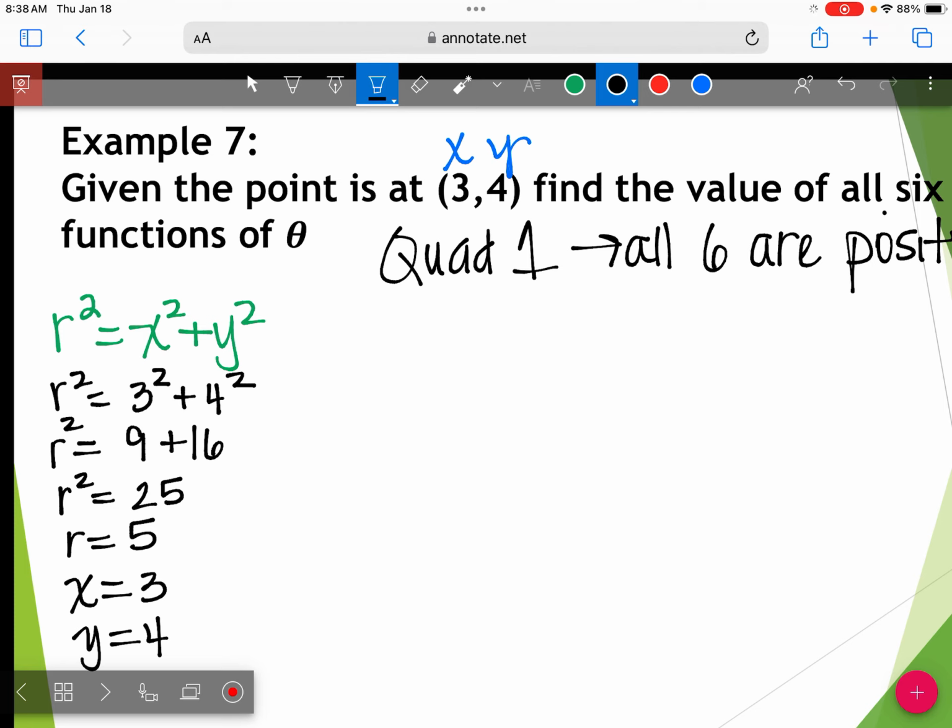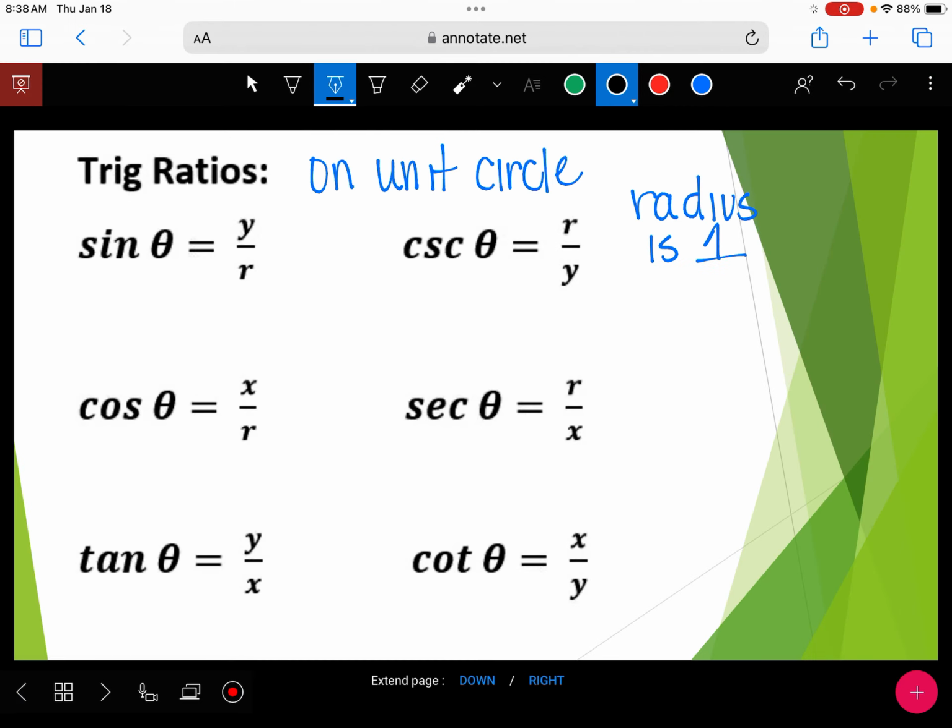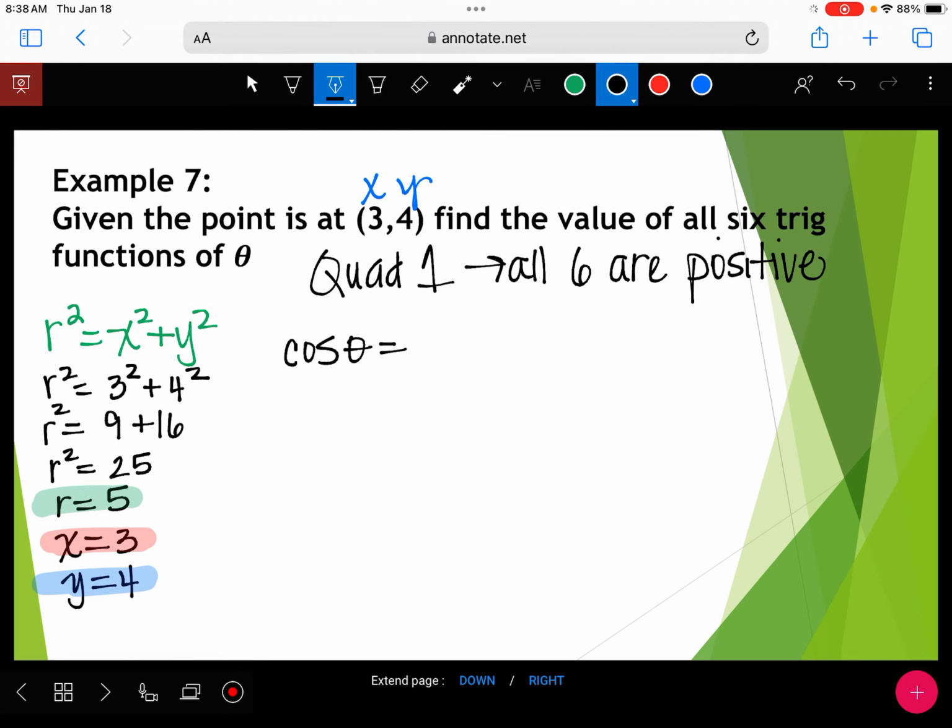So looking at that handout that you just glued down, we're going to write all 6 using these 3 values. So let's start off with the cosine. Cosine of theta. Looking at the handout that I just had you glue down, what does cosine equal? What two values are we using for cosine? X over r. So our cosine is going to be what? 3/5.